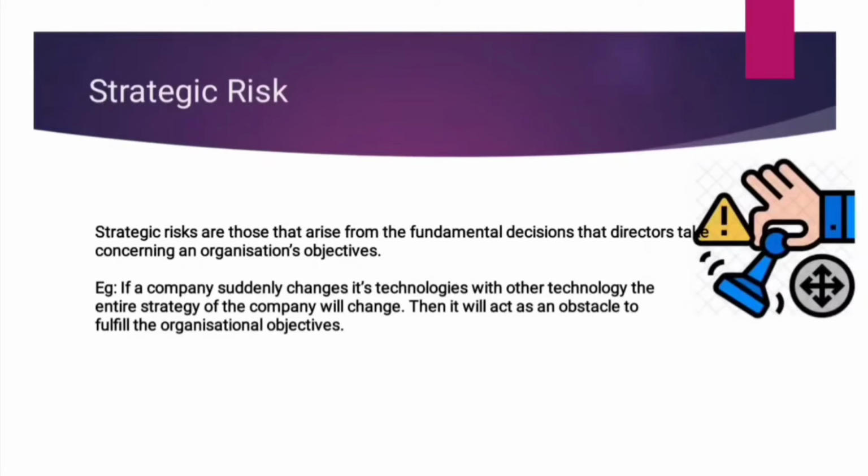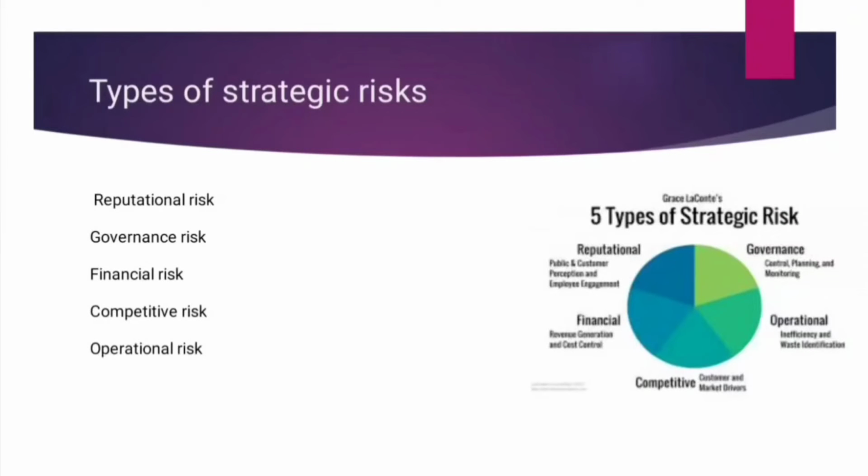Next, we will discuss various types of risk. First of all, we will see strategic risk. Strategic risks are those that arise from the fundamental decisions that directors take concerning an organization's objectives. There are various types of strategies used in an organization. Any change in that strategy can cause a strategic risk. There are various types of strategic risk: reputational risk, governance risk, financial risk, competitive risk, and operational risk.